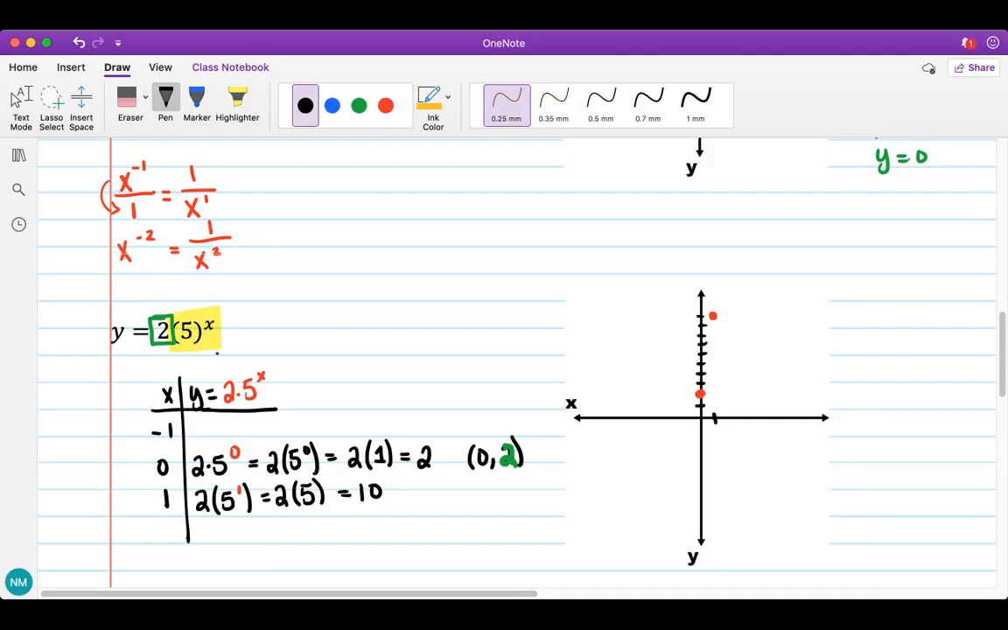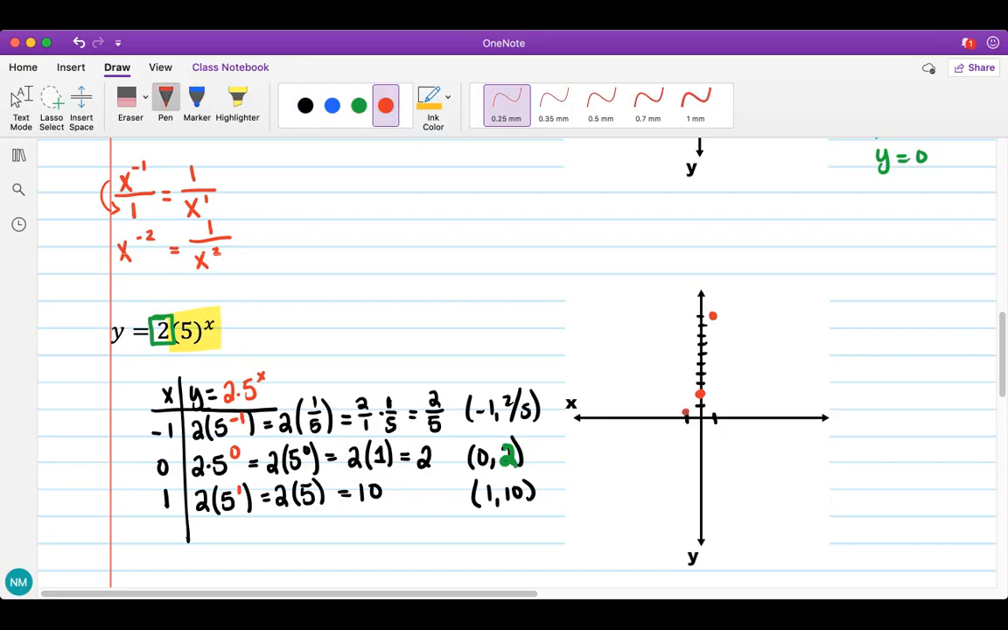Next, let's do -1. So 2 times 5 to the -1 power. Now, what did we say 5 to the -1 power is? It is 1 over 5. So it's 2 times 1 over 5, which is the same thing as 2 over 1 times 1 over 5. And so that's 2 over 5. So here my point was (1, 10), and here it is (-1, 2/5). 2/5 is a little bit less than half, so it's going to be at -1 and then 2/5.